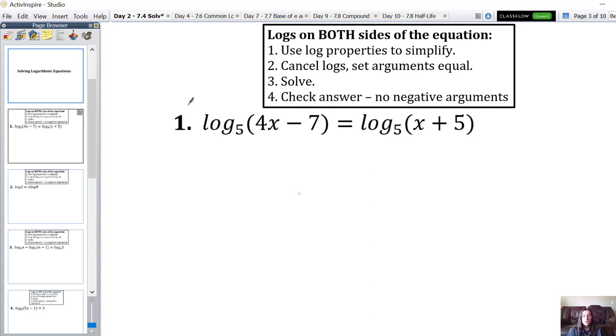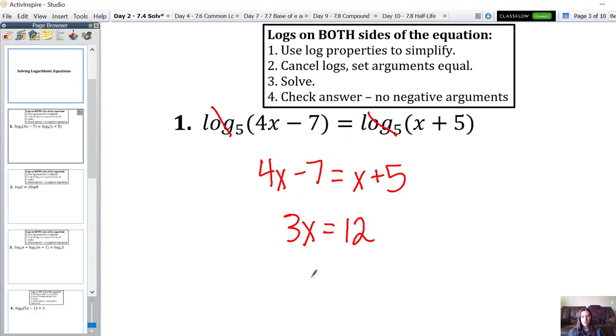So in number 1, we have log base 5 of 4x minus 7 equal to log base 5 of x plus 5. I don't have anything that I need to condense on either side, so now I can just focus on what is inside of those logs and set them equal to each other. So 4x minus 7 equals x plus 5, and we solve. Subtracting x from both sides, I get 3x on the left. Adding 7 to both sides, I get 12 on the right. Dividing by 3, x is equal to 4.